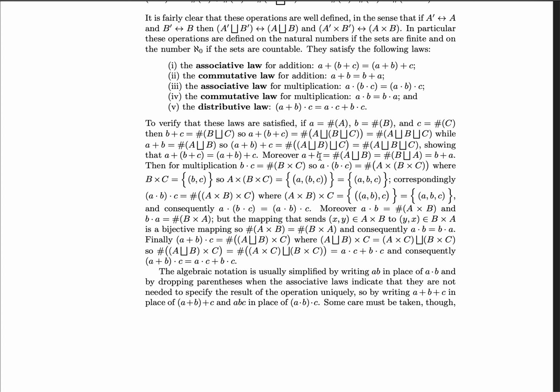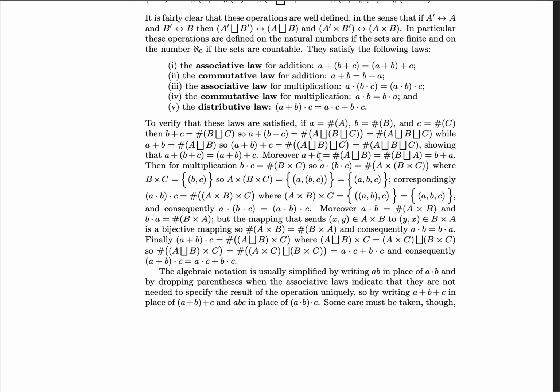And we can verify these really quickly, letting little a be the cardinality of a set A, little b the cardinality of a set B, and little c the cardinality of a set C. Then we see that b plus c is the cardinality of B disjoint union with C. So if we consider the first half of our associative law, we have the cardinality of A disjoint union with the set B disjoint union C, and then that's clearly the cardinality of A disjoint union B disjoint union C. Likewise, we can do the same for the other side, considering a plus b as the cardinality of A disjoint union B, and then adding on the cardinality of C by disjoint unioning it.